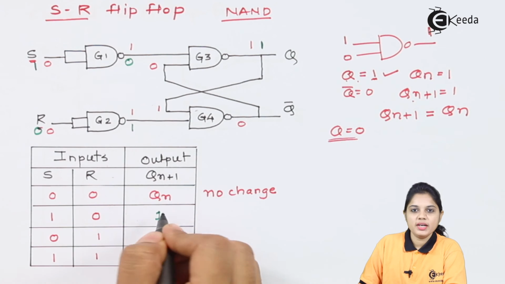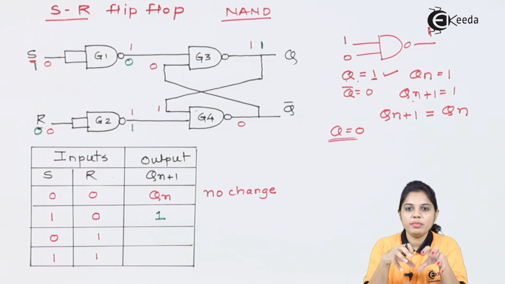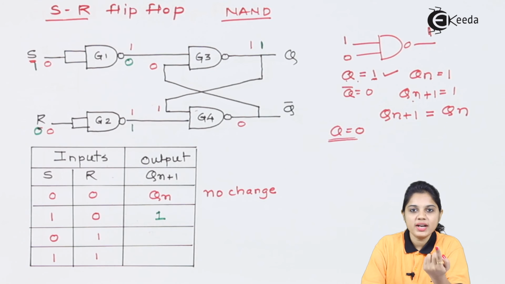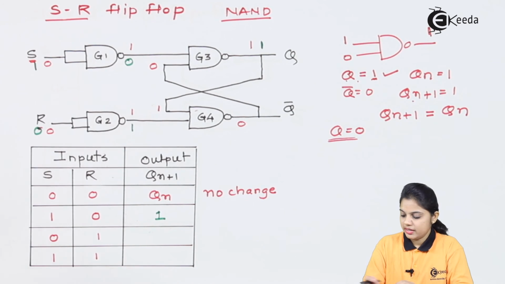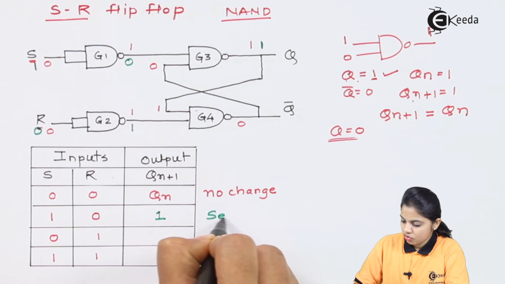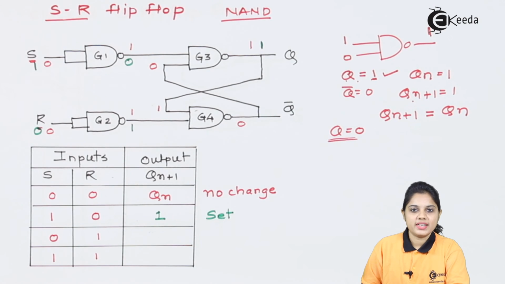Since we are getting 1, if the 1 bit memory cell, or that particular diagram with logic gates, is holding 1 as output, then it is said to be in a set condition. So we can write this state of the flip-flop as a set condition.